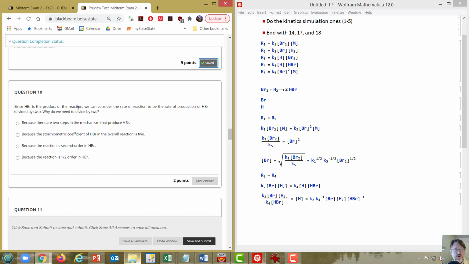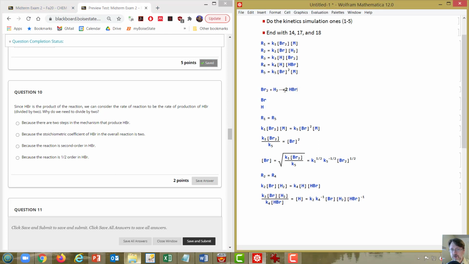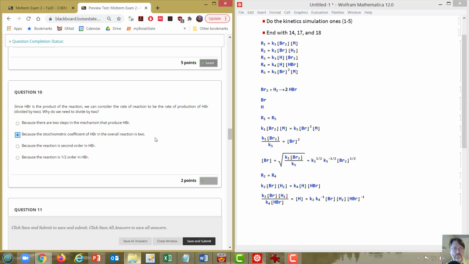Question 10. Since HBr is the product of the reaction, we can consider the rate of reaction to be the rate of production of HBr divided by 2. Why do we need to divide by 2? Well, if we look at the overall reaction, we see that we have a stoichiometric coefficient here of 2. So the rate of reaction is going to be half the rate of production of HBr, because the stoichiometric coefficient of HBr in the overall reaction is 2.